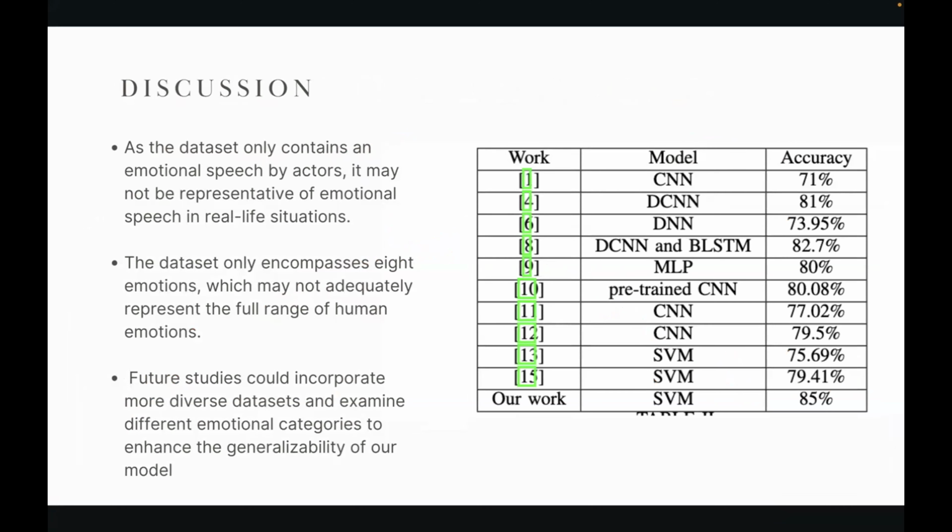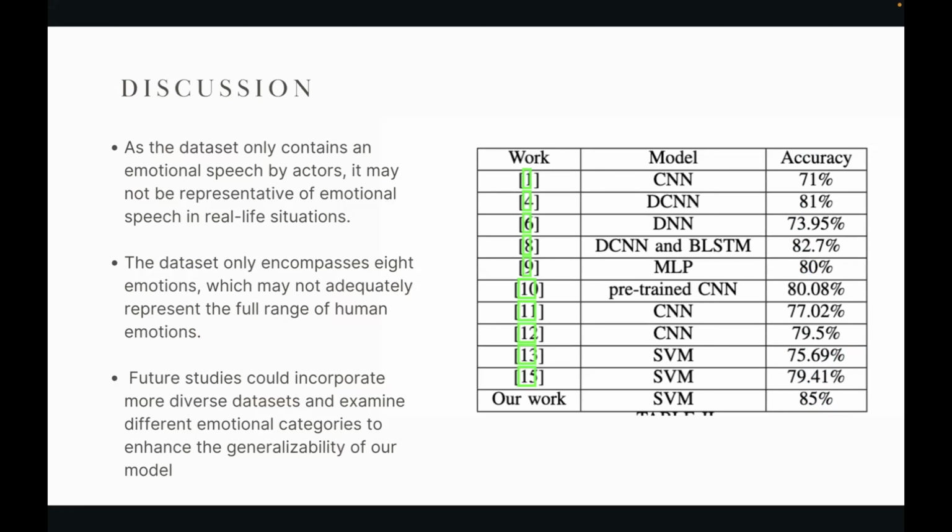So the results varied between deep learning models and support vector machine models, but basically the result that we got was higher than the results already reported in the literature, where our work had an accuracy of 85% compared to the other works, which were below 85%.